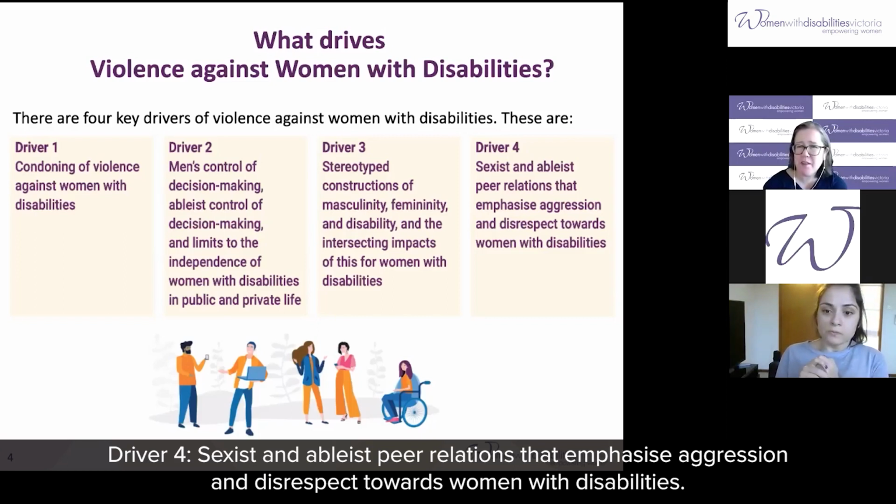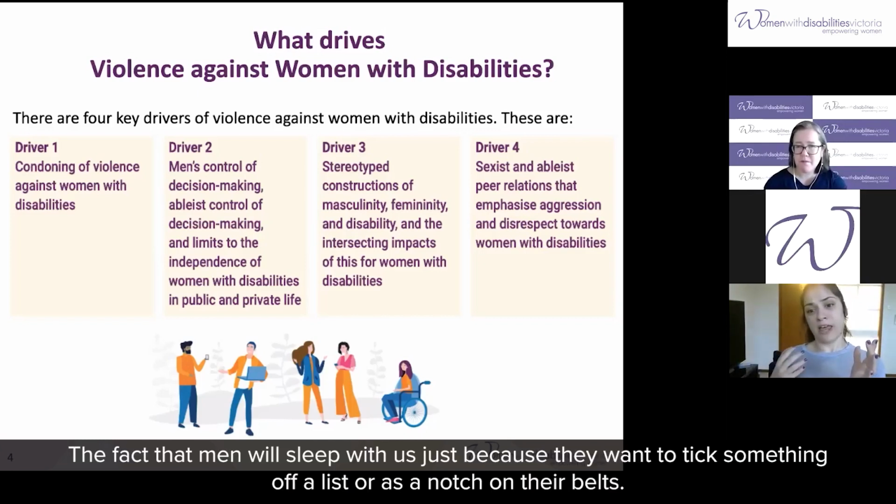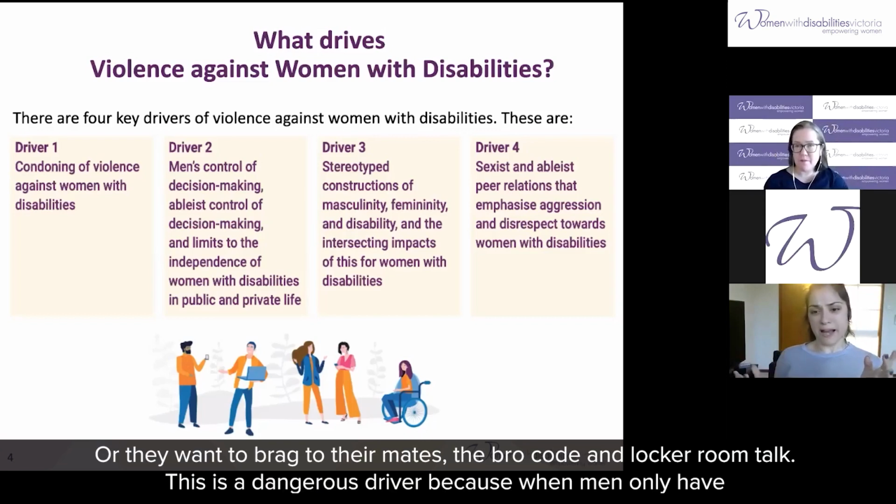Driver 4, sexist and ableist peer relations that emphasise aggression and disrespect towards women with disabilities. So this can look like sexual fetishisation of women with disabilities and really disrespectful representations of us in pornography. The fact that men will sleep with us just because they want to tick something off a list or, as a notch on their belt, or they want to brag to their mates, that bro code and locker room talk.